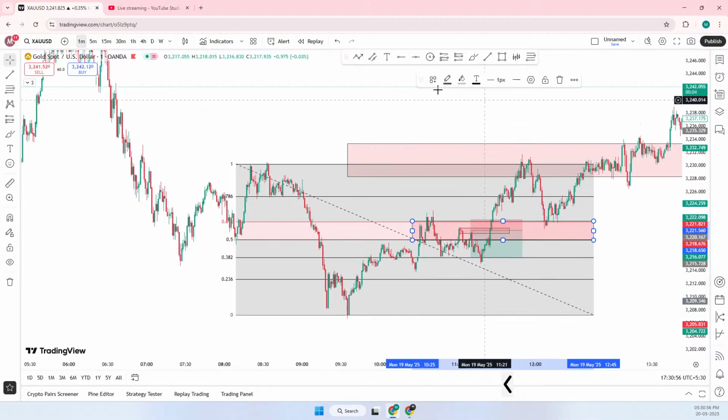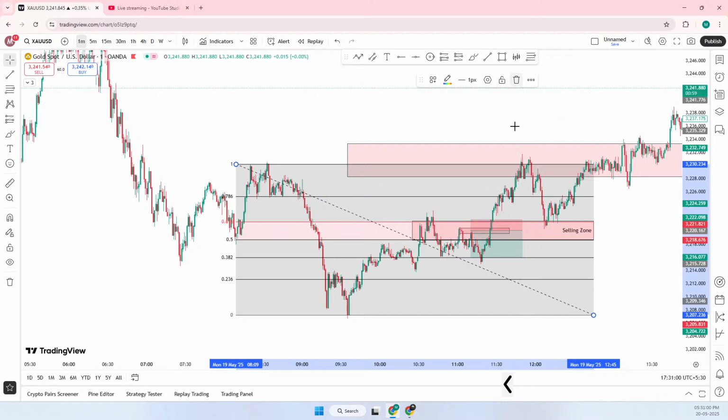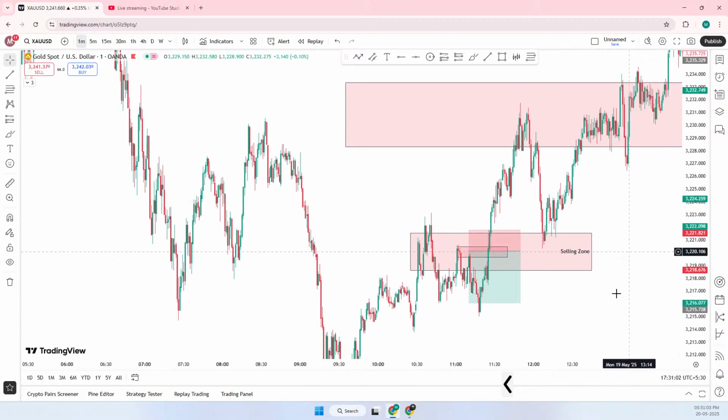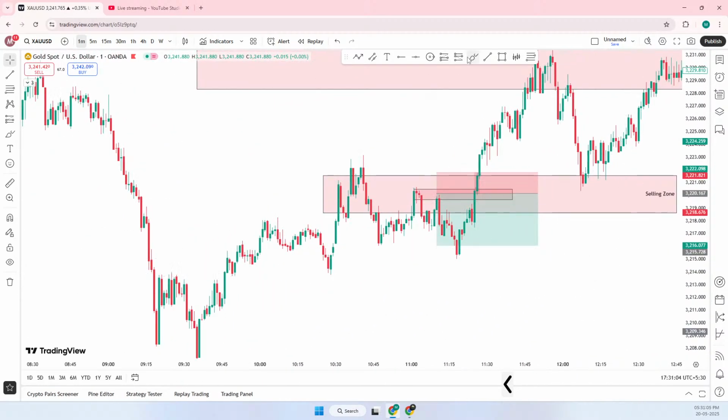Are you getting a point? This is the selling zone. Let's say this is a selling zone, and delete this Fibonacci. Delete this, right? Now for this selling zone, we know that the market always creates some trap.